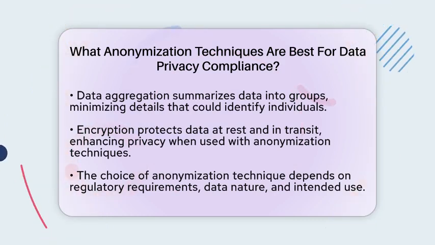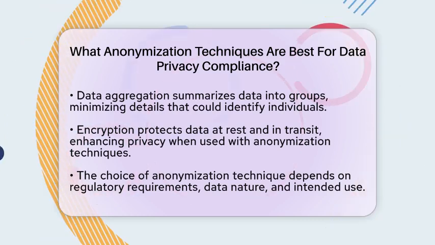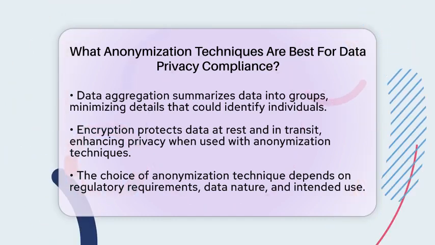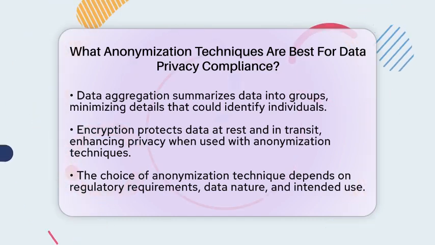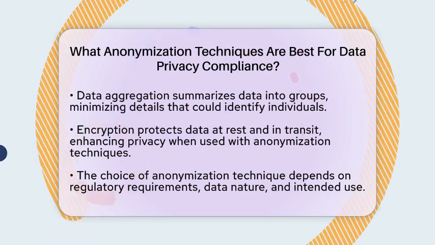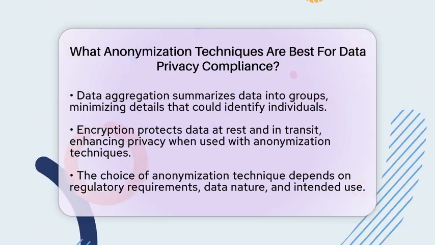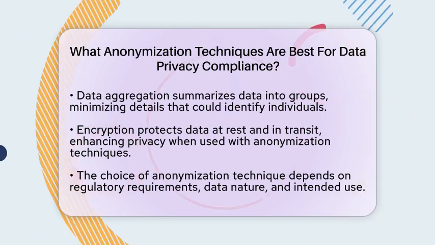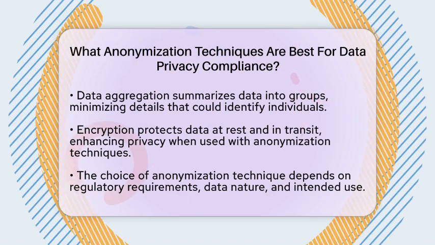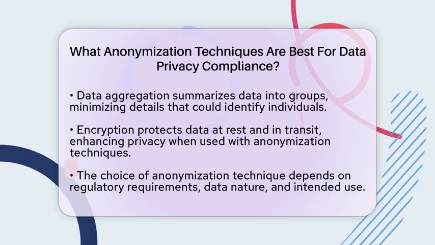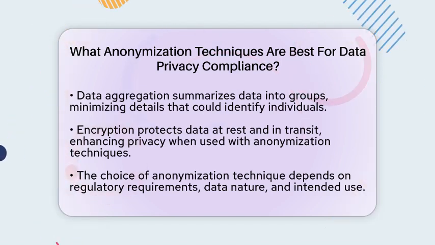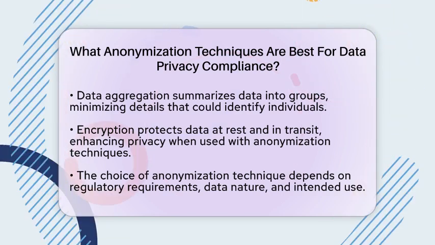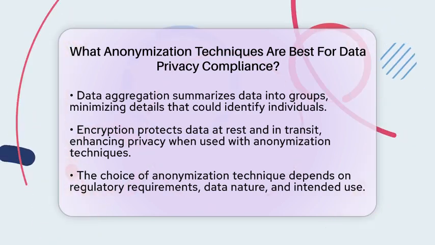Data aggregation is also important. This technique combines data into summary statistics or groups, so individual-level data is not exposed. Aggregation helps comply with data minimization principles by reducing detail that could identify individuals. While encryption is not an anonymization technique per se, it protects data at rest and in transit. When combined with anonymization, it strengthens overall data privacy compliance.